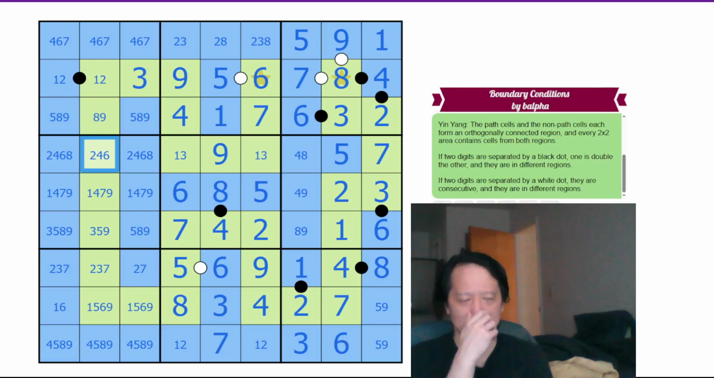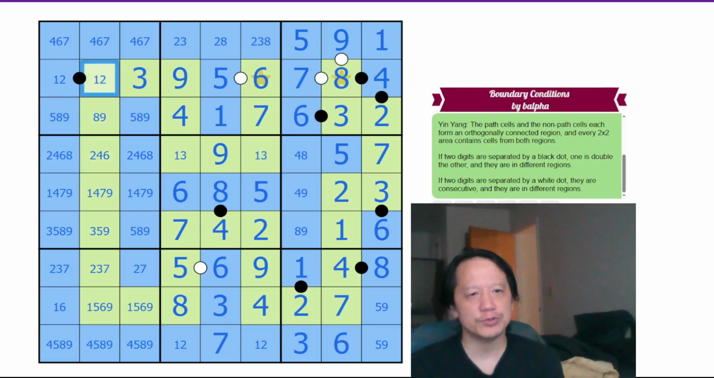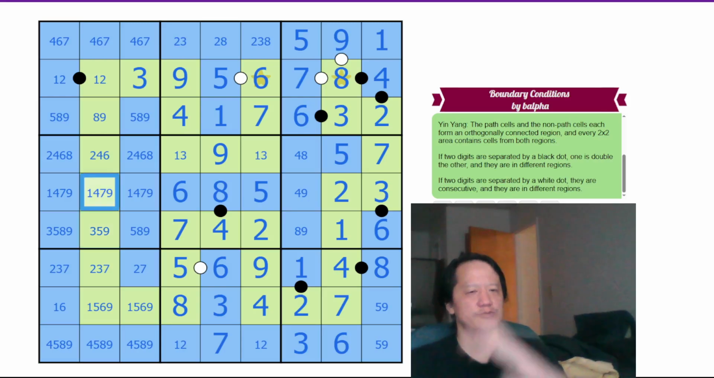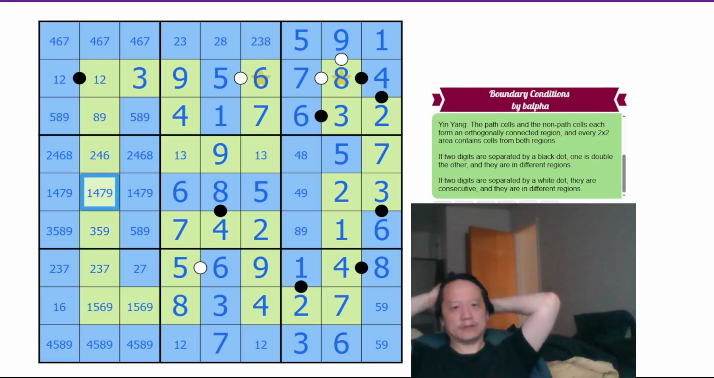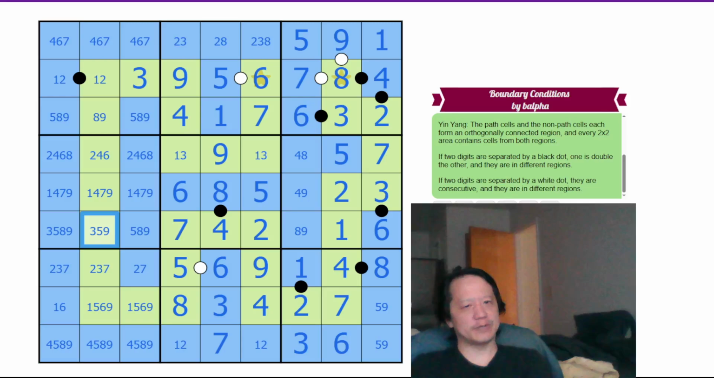Can we have 2 here? If we have 2, again, this becomes 1, 9. So the other 2 digits would have to add up to 11. Can't be 3 and 8. No, 2 and 9. 4 and 7 is not possible, and 5 and 6 is not possible. So the answer is no, this can't be 2. So this is guaranteed to be 4 or 6 here.